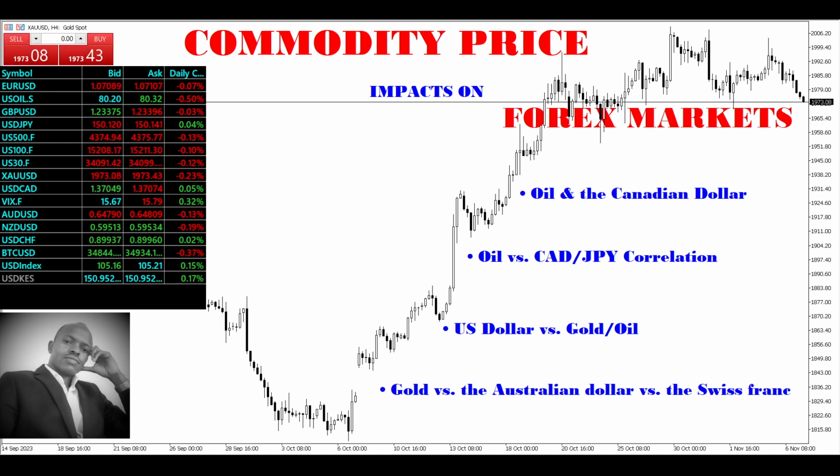On the other hand, when oil prices increase or rise, the Japanese yen tends to weaken because it takes more Japanese yen to buy 1 barrel of oil.